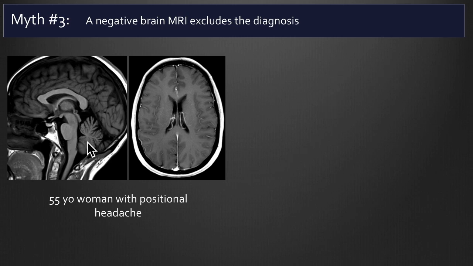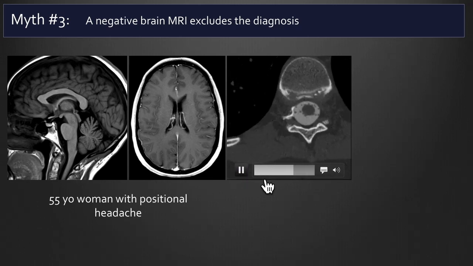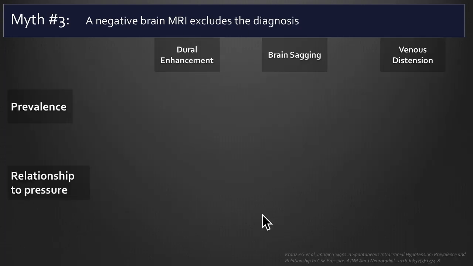So here's a 55-year-old woman. She had orthostatic headache. Her brain MRI really looks normal. But she had a CT myelogram. I'm going to play this for you. This is a little video clip. And what you can see is that there is a leak coming off of the nerve root sleeve. We treated that leak, and her orthostatic headache went away. So clearly some patients can have a negative brain MRI and still be leaking.